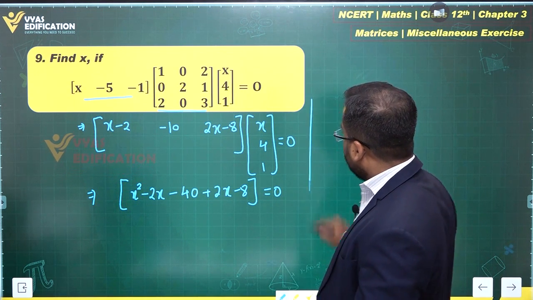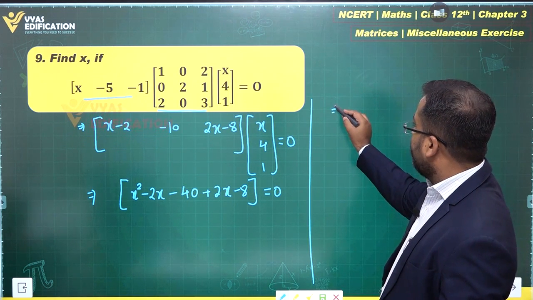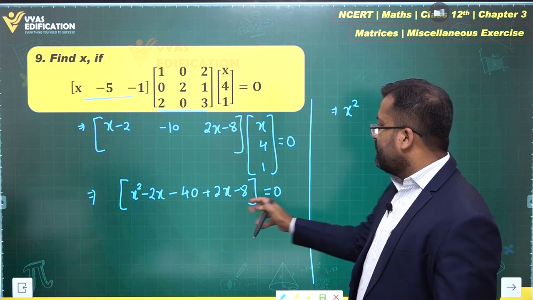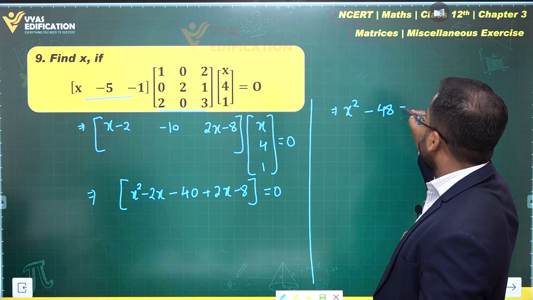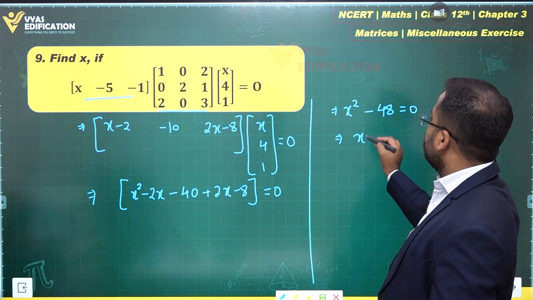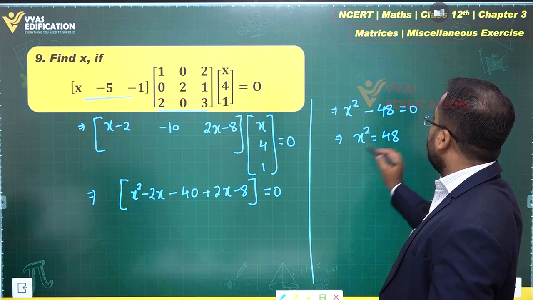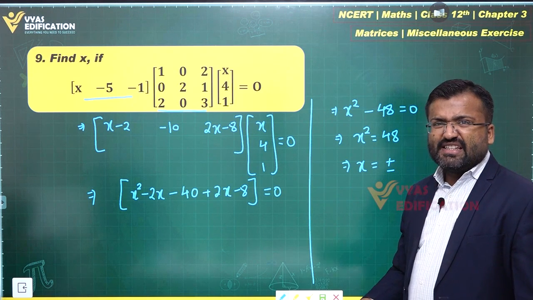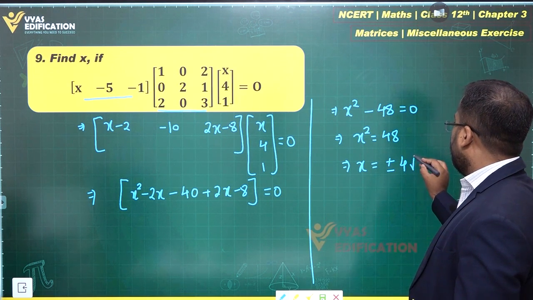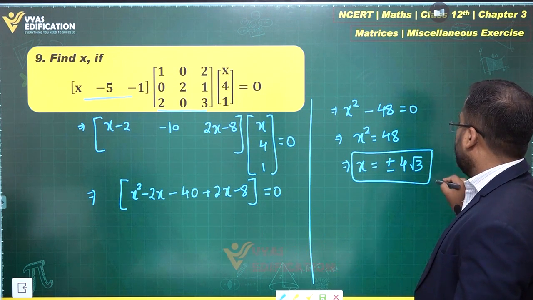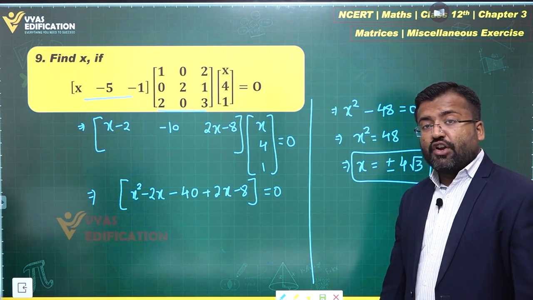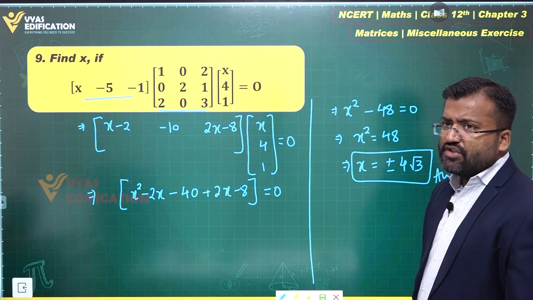Since this is equal to 0, what I observe is, this gives me x square plus 2x minus 2x is gone, minus 48 is equal to 0, which gives me x square is equal to 48, or x equals plus minus square root of 48, which would be 16 into 3, so this is 4 root 3. That is my answer for this question. So if you can do multiplication of matrices well, you will be able to solve this question very easily.